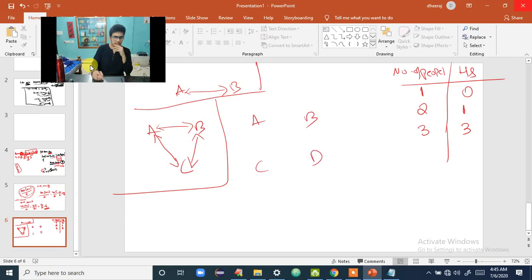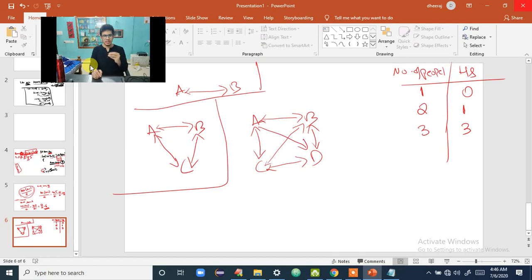I'll be writing something like this. A will give handshake to B, 1. A will give handshake to C, 2. C will give handshake to D, 3 and 4. C will give handshake to B, right? And A will give handshake to D.